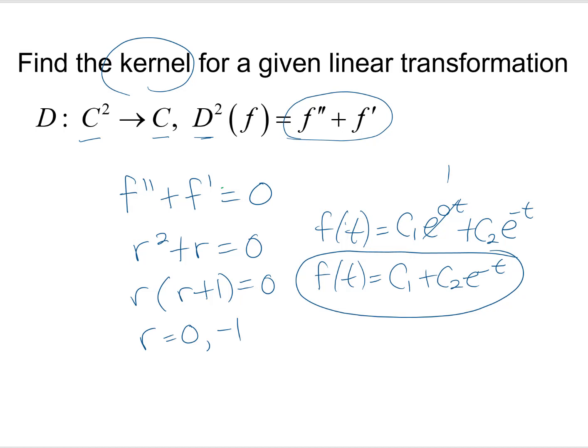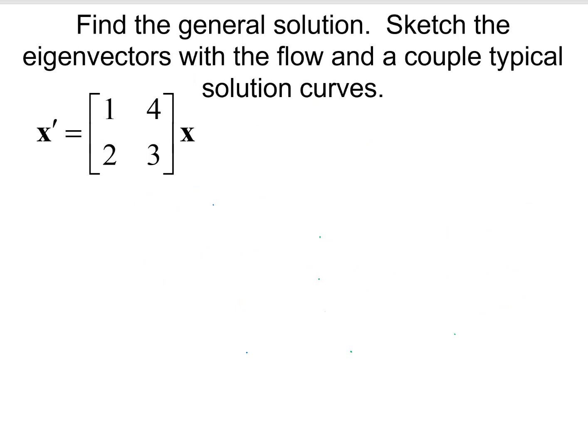Okay, let's go ahead and look at the next one. We need to find the general solution. This is a matrix vector form of a system of equations, and then sketch the eigenvectors with their flow and a couple of typical solution curves. So we're going to start by doing 1 minus lambda. Down the main diagonal we have the minus lambda, so this is the determinant of A minus lambda I. That gives us lambda squared minus 3 lambda minus 1, so minus 4 lambda, and then 3 minus 8, which is minus 5, equals 0.